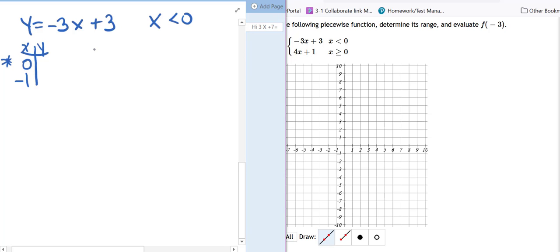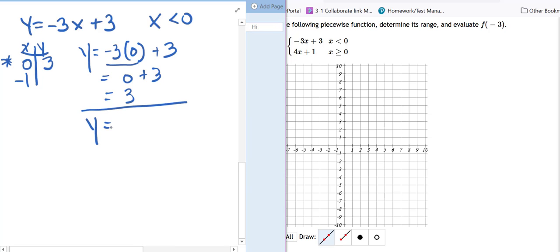So if we plug in 0, y equals -3 times 0 plus 3. This is 0 plus 3, which is 3. And then we'll plug in -1. So y equals -3 times -1 plus 3. Two negatives multiply to give you a positive, so 3 plus 3 equals 6. So this will be one of our pieces on our graph.